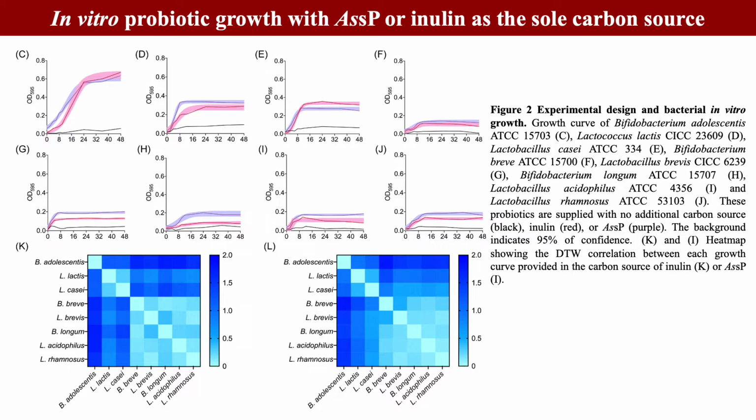Then the growth patterns of different probiotics with different carbon sources were analyzed. We found that these probiotics clustered separately once inulin was used as a sole carbon source. Contrastingly, clustering between all probiotics became indistinctive once AssP was used as the sole carbon source. These results indicate that AssP catered to more probiotics in their growth.